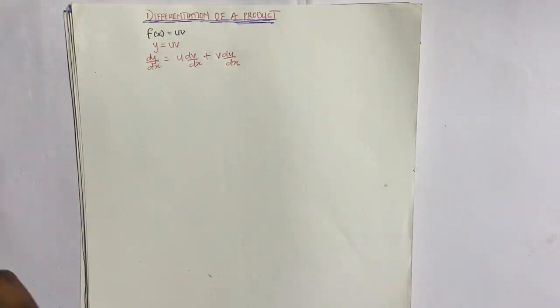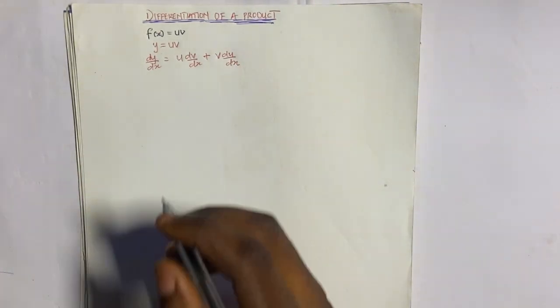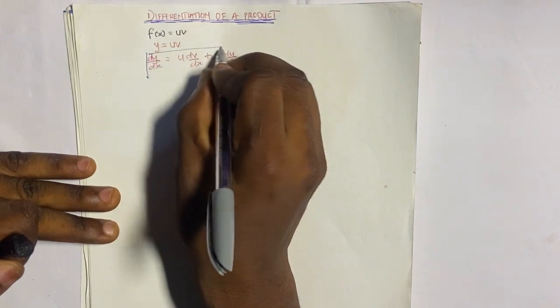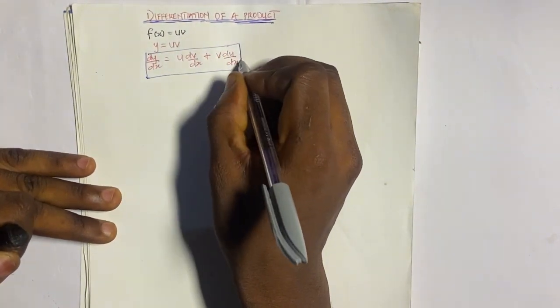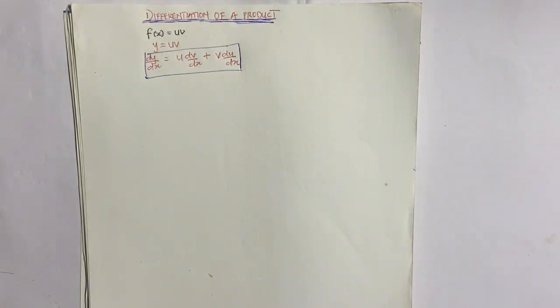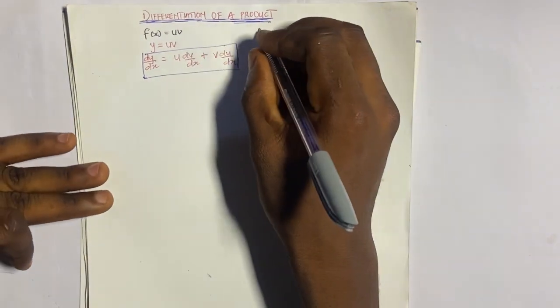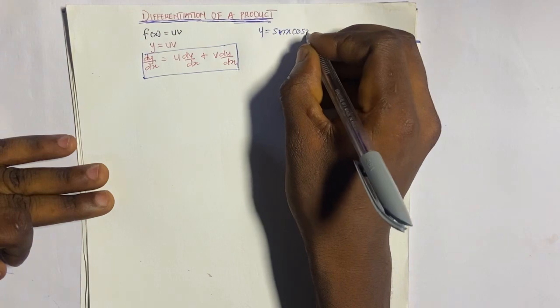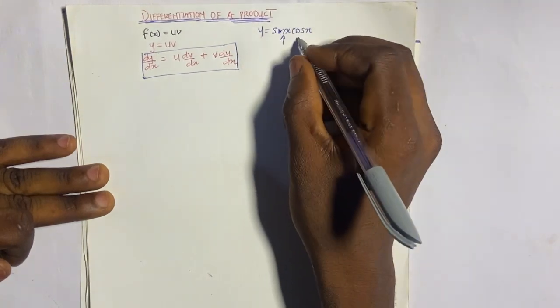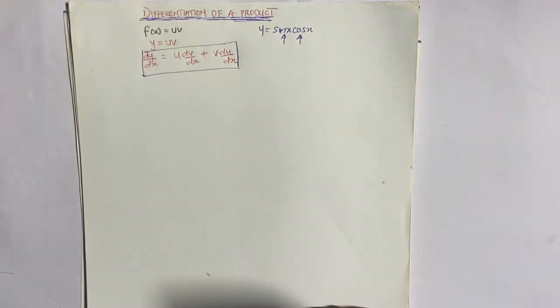So basically this is the formula you are going to be using whenever you are asked to differentiate using the product rule. In order to identify the product rule, it is just a scenario where you have two functions multiplying each other, be it trigonometric functions. For example, let's say you have y equals sine x cos x. In this case, you have sine x as a function and cos x as a function. That means you have two functions multiplying each other.